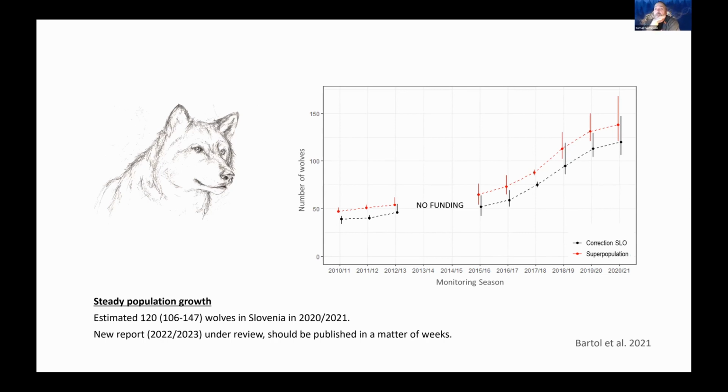The growth seems to follow the sigmoid population growth curve, which we expect from population ecology theory. And as the population expansion slowed down, also population growth slowed down. This trend is continuing. Now the results of the last session, which is 22-23, are currently under review and will be published in a matter of weeks. But we see the same calming down of population growth as we can also see in this graph here. This last season is not shown in this graph.